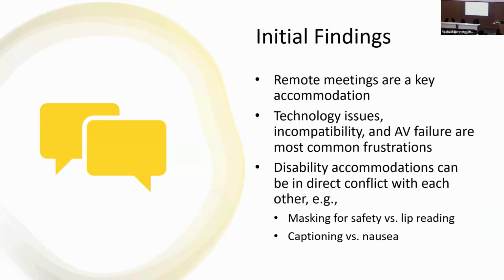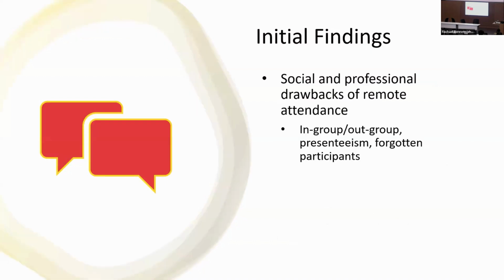There are also disability accommodations that are in direct conflict with each other, like people who are hard of hearing need to be able to read lips, but if you're masking because you're immunocompromised, they cannot read your lips. So these are the sort of things where accessibility check-ins were brought up as things that can potentially help. Also, some people who need the caption crawl across the bottom, that'll cause pretty severe nausea in some of our participants. So again, we have conflicting needs here. Also, social and professional implications for remote meetings. A lot of people who show up, particularly remote in a hybrid setting, feel like they're a total outgroup. They're ignored.